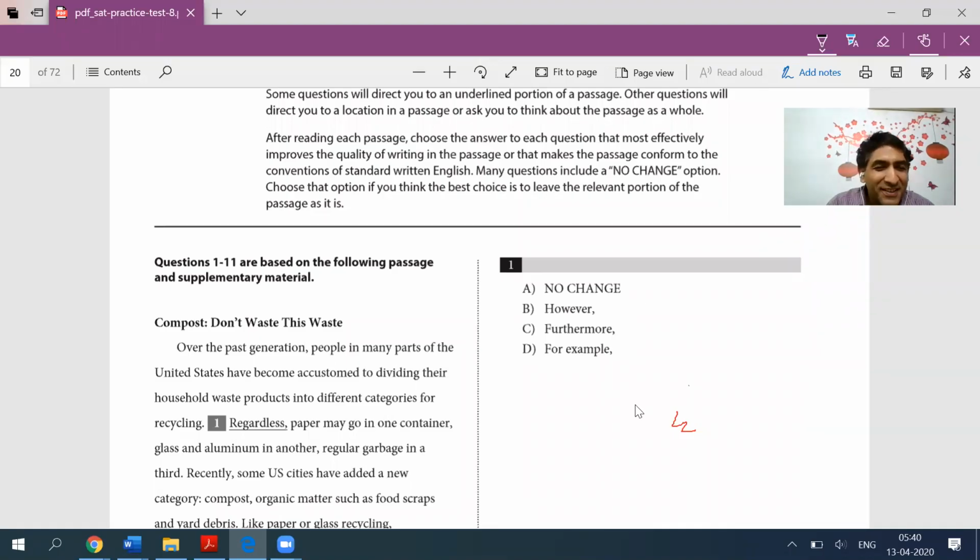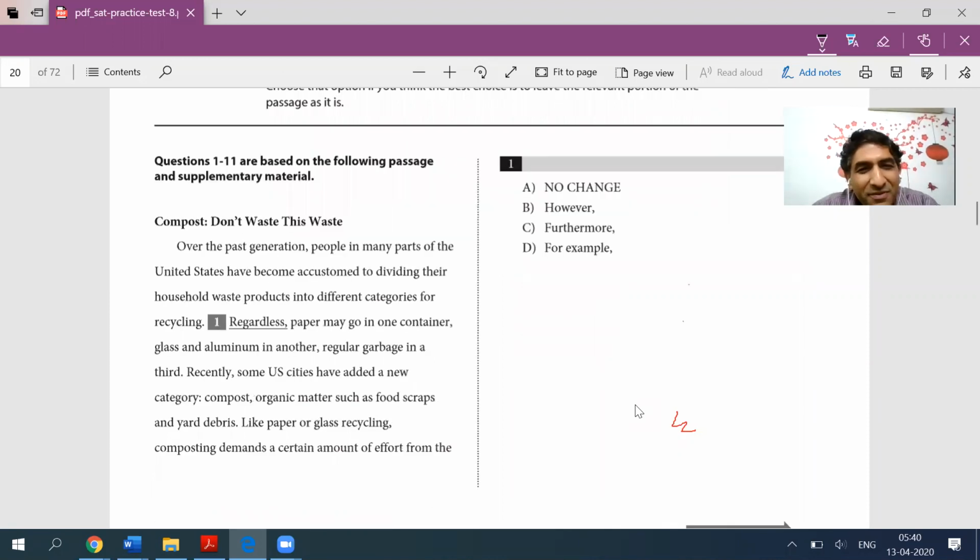Hi, good morning. So, in this session, we are going to learn about a few rules related to grammar and how to approach this test of SAT grammar, the writing test. So, we'll do this test together and also learn some rules.